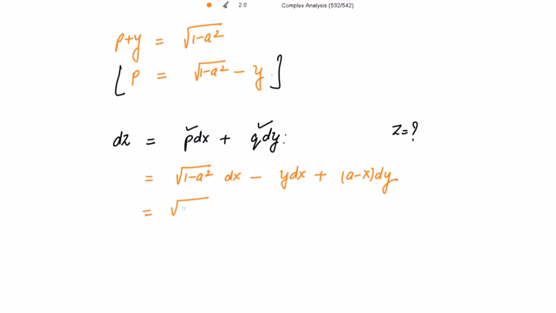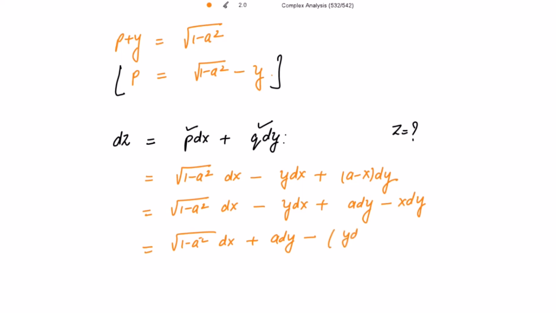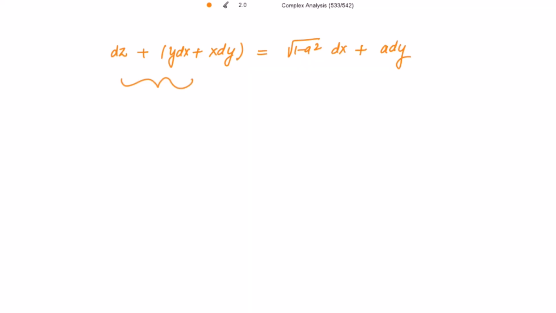We can also write this as this first term minus second term plus this will be a dy minus x dy. Collecting these two together, we have this first term plus the third term, and now taking negative outside, this is y dx + x dy. I'm going to take this bracket to the left hand side. How can I write this left hand side to be? It is a derivative of z + yx, isn't it? Right? And writing this as it is, plus a dy.